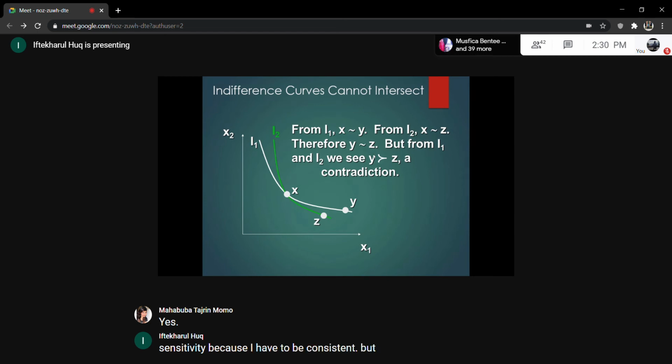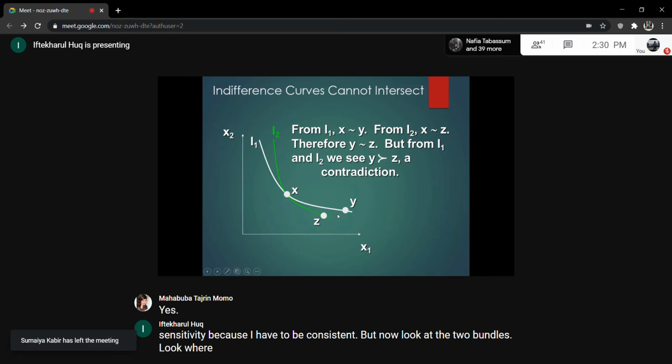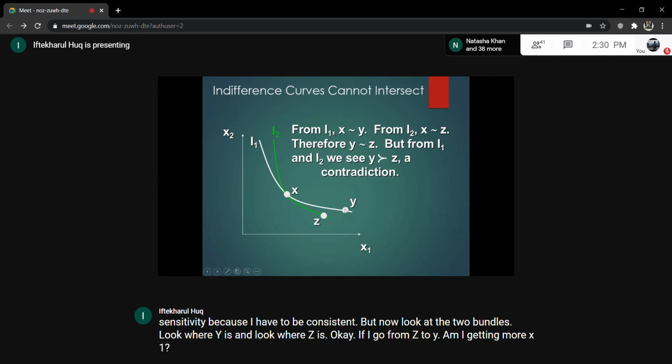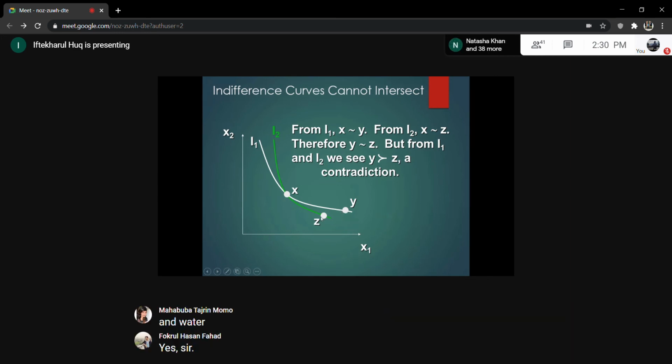But now look at the two bundles. Look where Y is and look where Z is. If I go from Z to Y, am I getting more X1? Yes, sir. Am I getting more X2? Yes, sir. So shouldn't I prefer Y to Z? Yes, sir. Okay, so now can you see where the contradiction is?